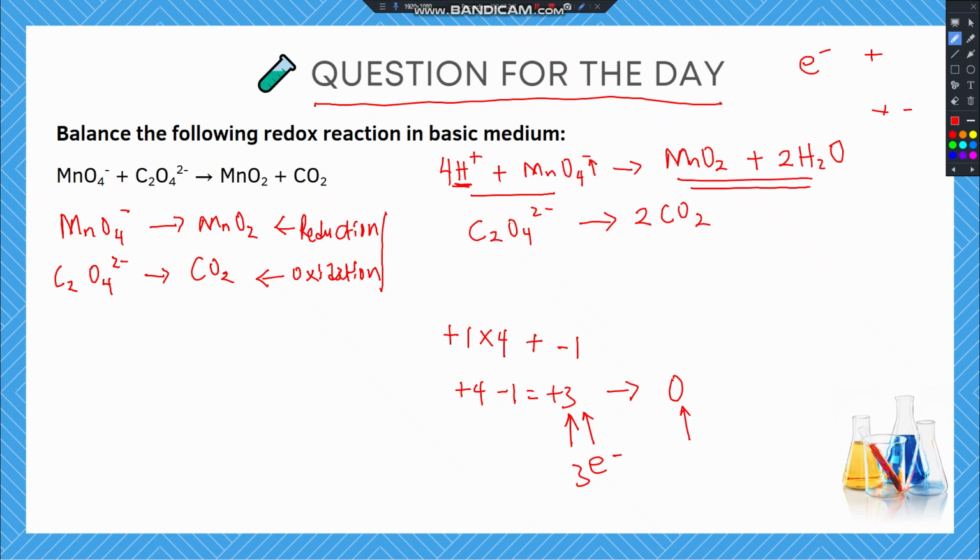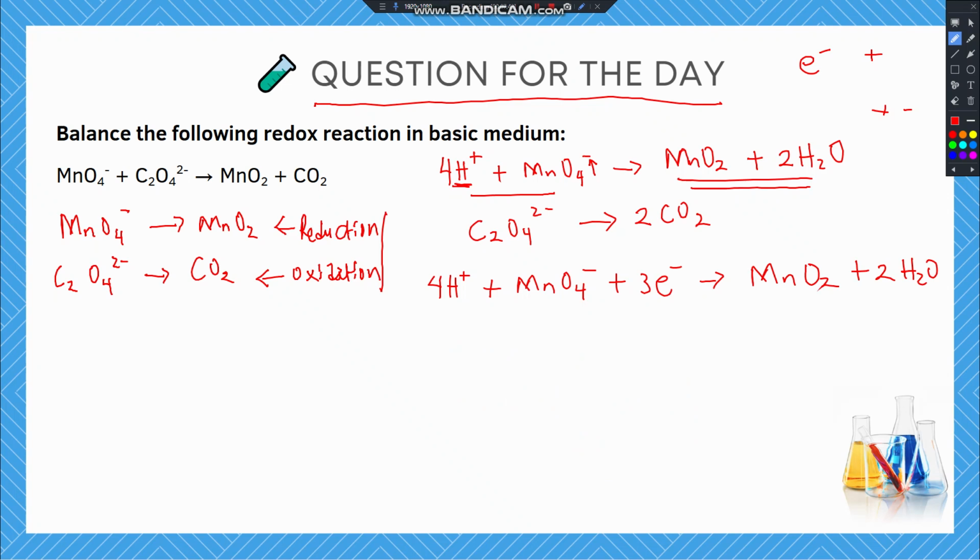So that means now we have 4H plus, MnO₄ minus plus 3 electrons, giving us MnO₂ plus 2H2O. So now that we have done that for the first equation, let's do it for the second one. For the second equation, we have C₂O₄ 2 minus, yielding CO₂.